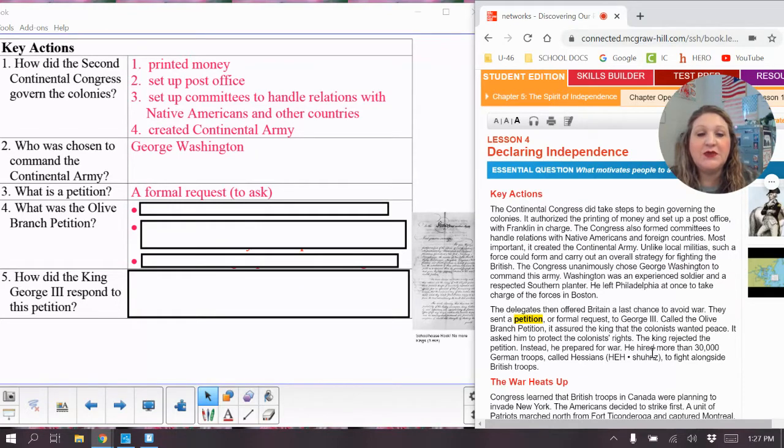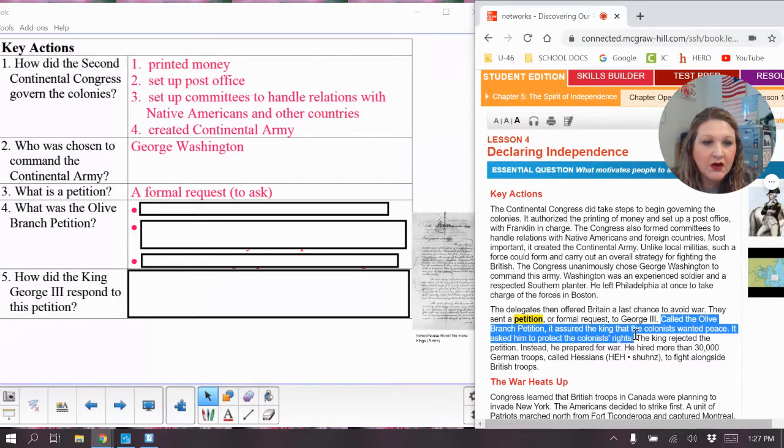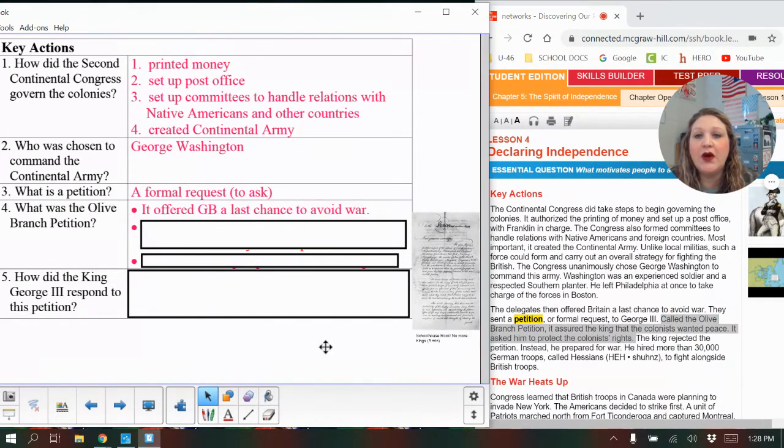And then this petition that they created was called the Olive Branch Petition, as it is said here in the text. So what was this Olive Branch Petition? Well, it did a couple things here. One of the reasons that they sent it was because they were trying to avoid war. First of all, they wanted to take one more chance to try to avoid this war.